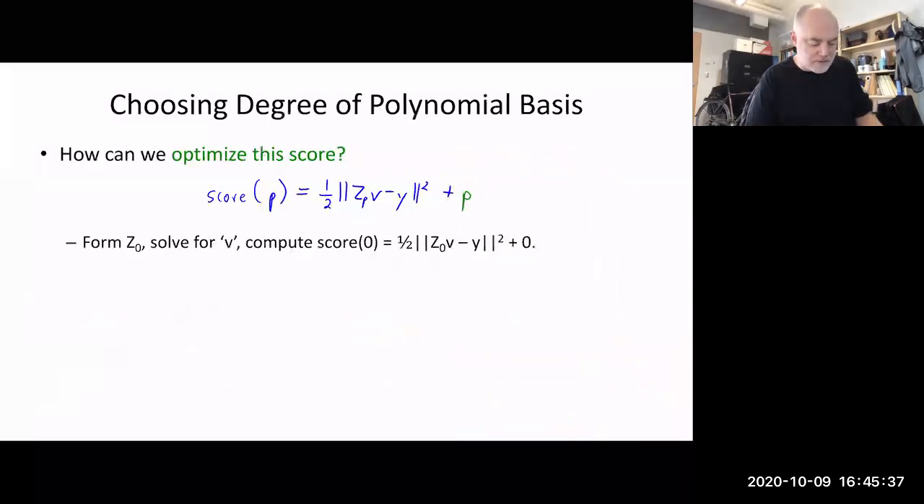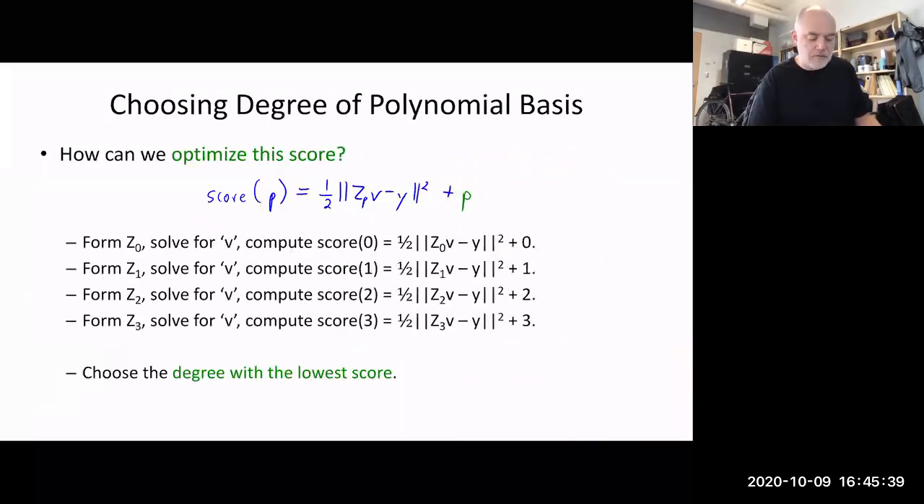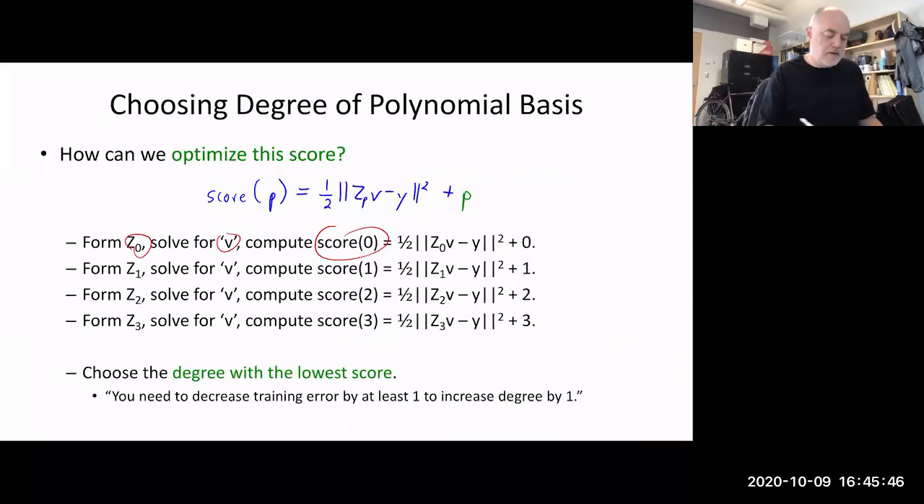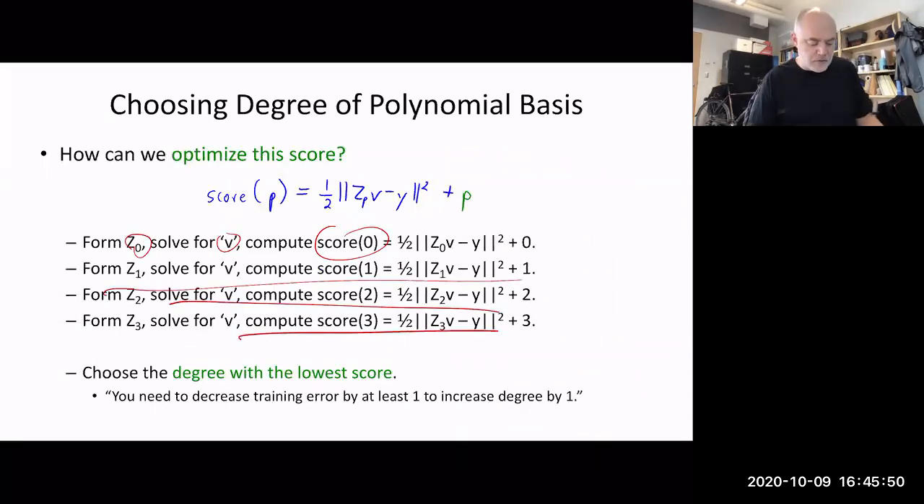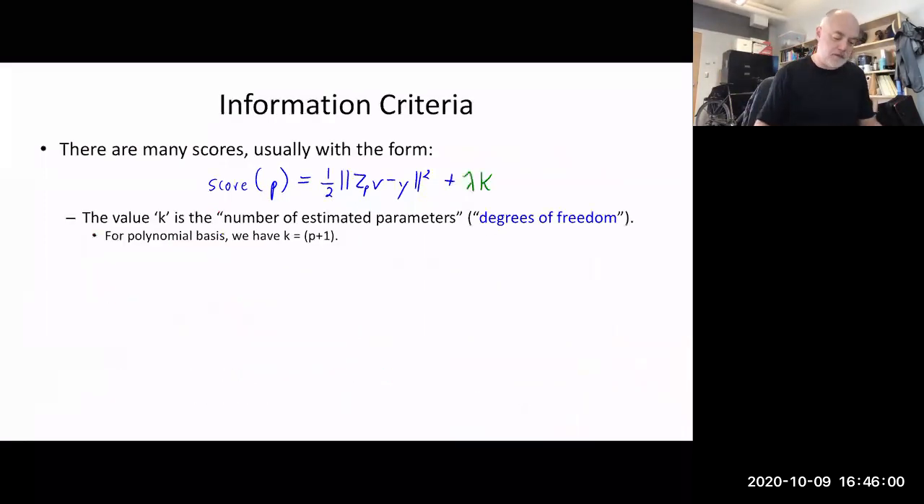So how do we optimize this score? Pretty straightforward, right? We form Z_0, solve for V, compute score 0, and so on and so forth for all the different polynomial orders, and then you choose the degree with the lowest score, right? So basically it means that you need to decrease the training error by at least 1 to increase the degree by 1. Okay, fine, cool.